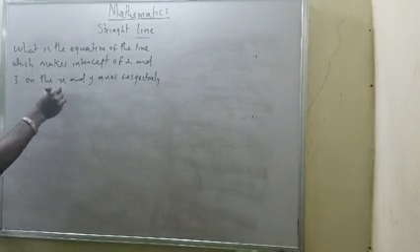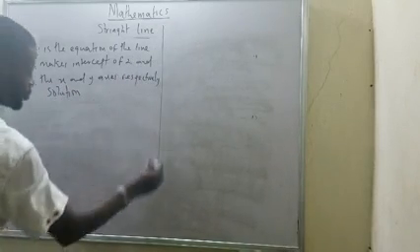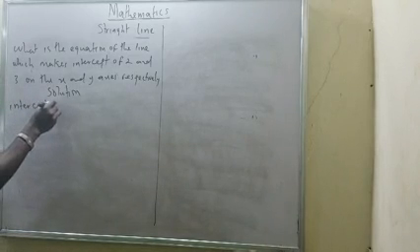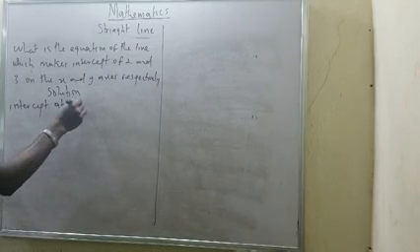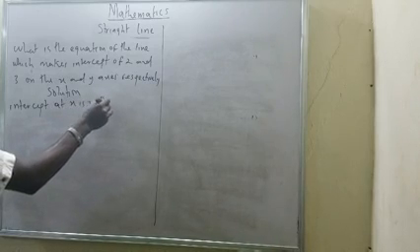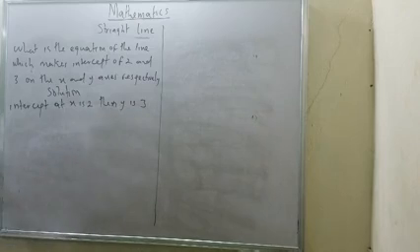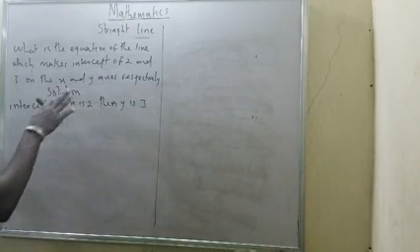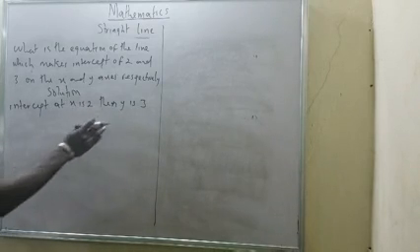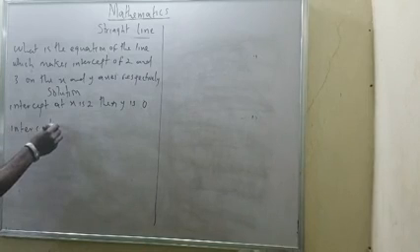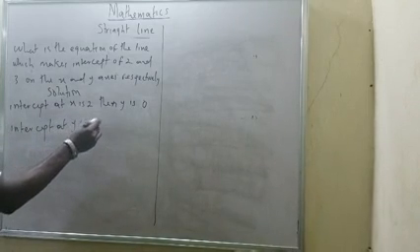Now, I have this question to solve, and it's very, very simple to solve. The first thing is the intercept at x is 2, and then y is 3. That is the most important thing. Intercept of x is 2, then y will be 0. And the intercept at y is 3.